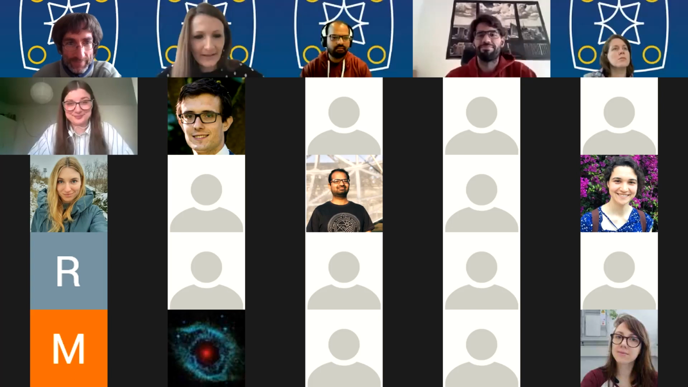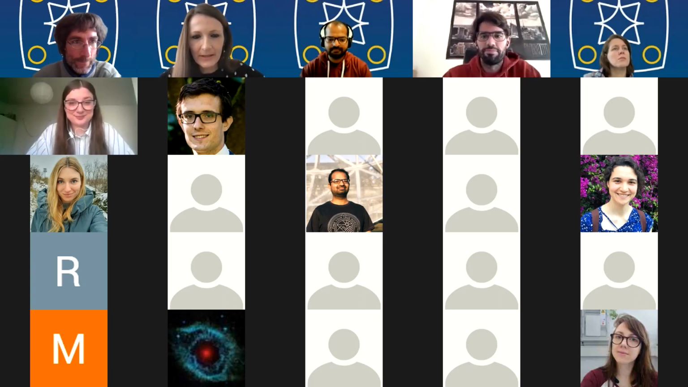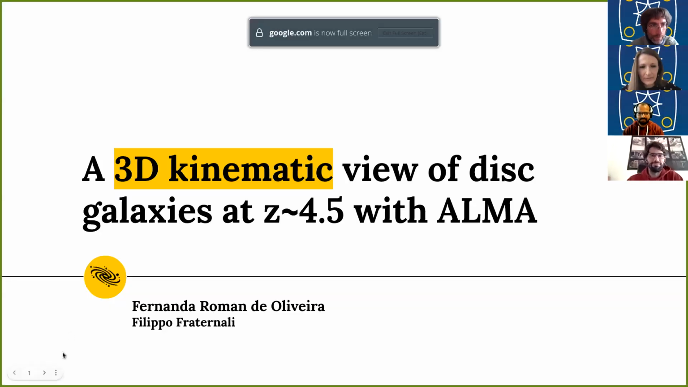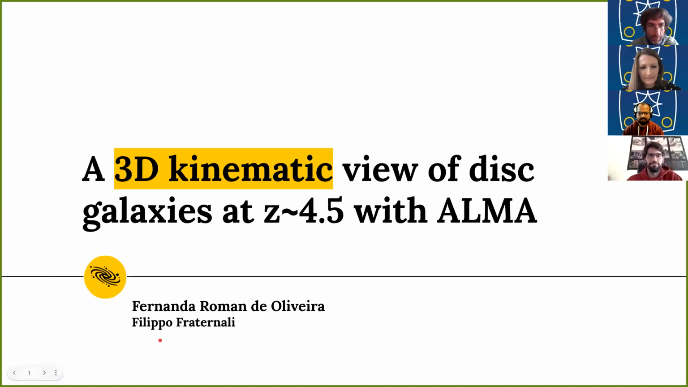Let's move to the last speaker of the first session, Fernanda Roman de Oliveira, a PhD student at the Kapteyn Astronomical Institute of the University of Groningen. She will talk about a 3D kinematics view of galaxies at redshift 4.5 with ALMA.